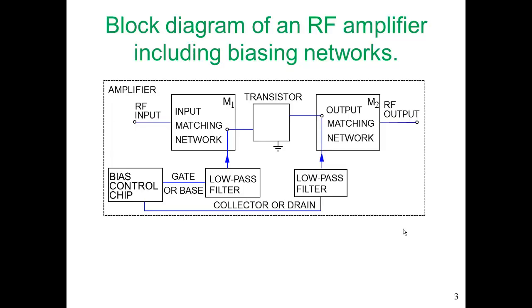So let's look at the architecture of the overall amplifier. So this is the overall architecture. We have a transistor right there in the center, an input matching network and an output matching network. And we have low-pass filters which allow the bias current to be applied. That low-pass filter could simply be an LC circuit. And nearly always there's a bias control chip, an integrated circuit. It could be part of other integrated circuit functions that are already there, or could be a separately provided chip.